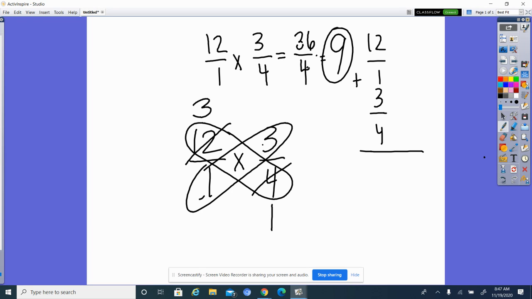Now, can either side be divided anymore? No, because they both have 1. Once you get to 1, you're good. Now I can multiply. 3 times 3 is 9. 1 times 1 is 1. What is 9 over 1? 9 wholes. Did we get the same answer? Yes, we did. Good.